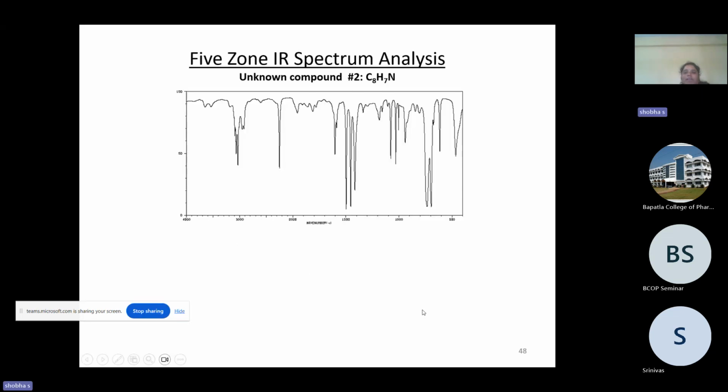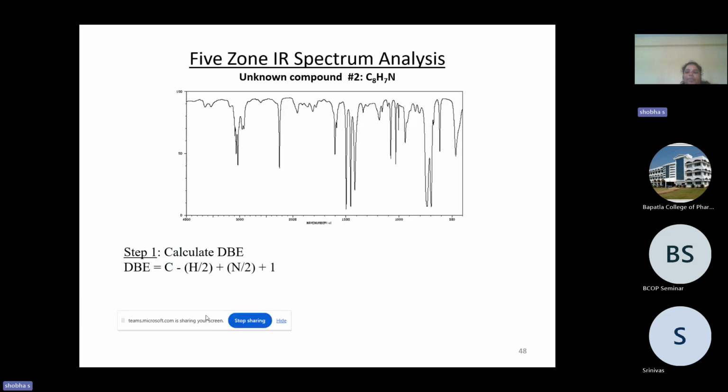Here is another example. Likewise, we need to go for a systematic analysis. First, we need to calculate the double bond equivalence by substituting in the formula. After that, we come to know how many rings or unsaturations are there. From that, we need to see whether there is any chance of the presence of an amine. So here also it is the same formula: C minus H by 2 plus N by 2 plus 1.